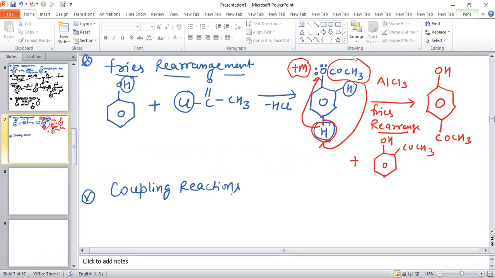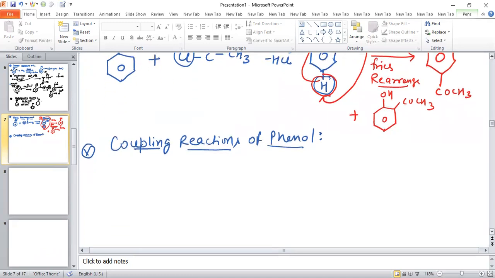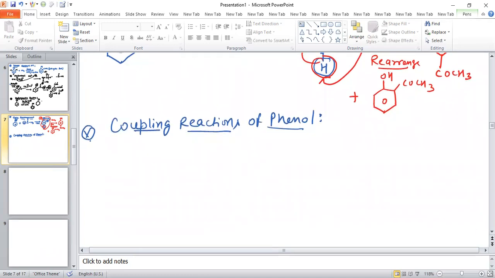Coupling reactions of phenol. What are basically coupling reactions of phenol? You can easily identify. See what happens in coupling reactions of phenol. First of all, for the coupling reaction, diazonium salt is required.